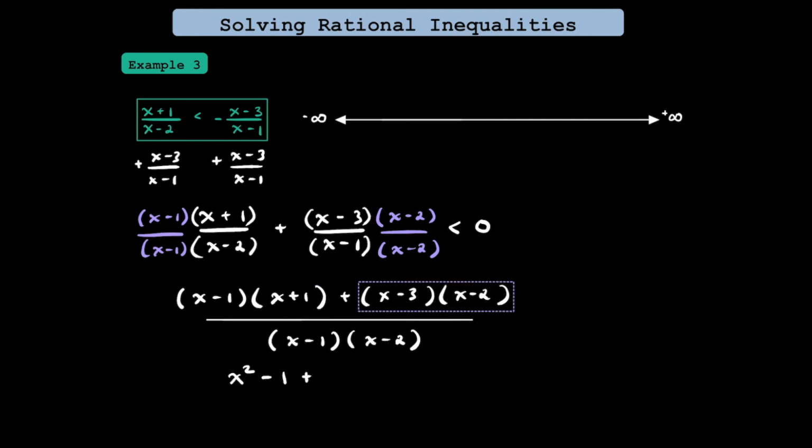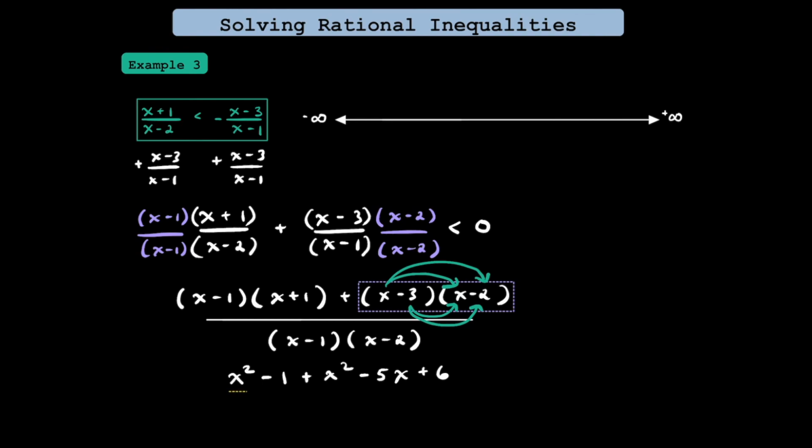Now let's multiply these binomials together here. x times x here is going to be x squared. x times negative 2 is going to be negative 2x, and negative 3 times x is going to be negative 3x. Combined, this negative 3x and negative 2x are going to make negative 5x. Finally, this negative 3 times negative 2 is going to be positive 6.